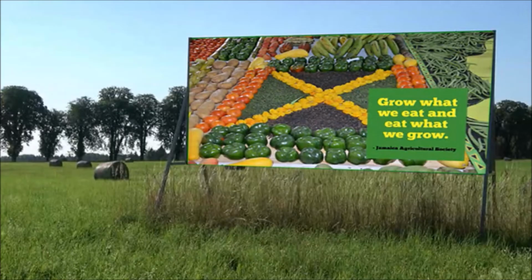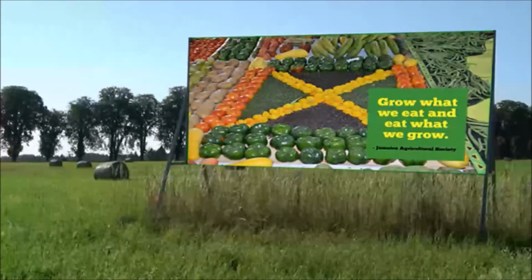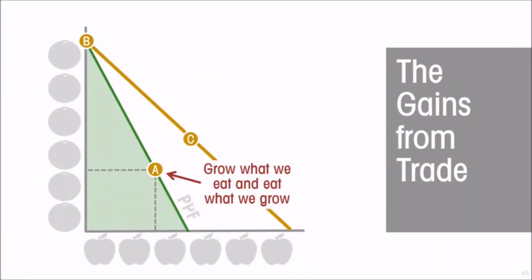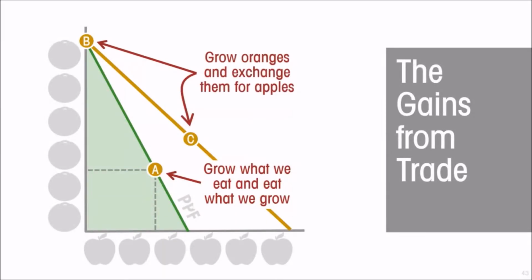Well, it violates taking advantage of the gains from trade. Point A is grow what we eat and eat what we grow. If we want apples and oranges, then we should grow apples and oranges. But we have demonstrated that if you grow oranges and exchange them for apples, you end up with more oranges and apples. Grow what we eat and eat what we grow confines you to your production possibilities and prevents you from taking advantage of the gains from trade.